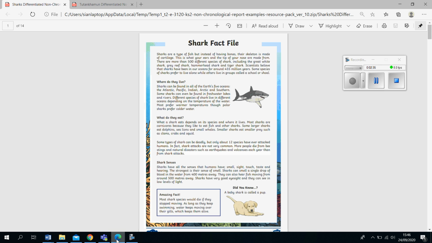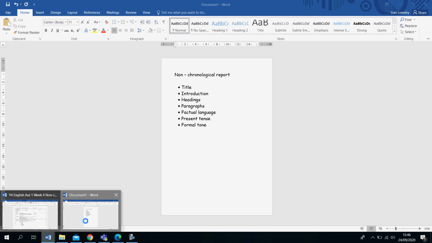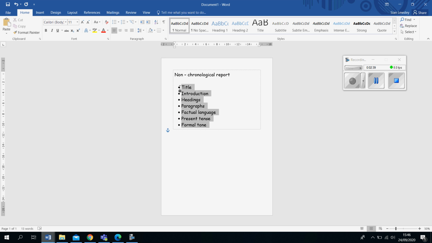So looking back, we have got some features that we need to focus on and we need to be able to identify in a non-chronological report. So we've looked at a title, we've looked at the introduction, we've looked at headings, and we've talked about paragraphs as well.